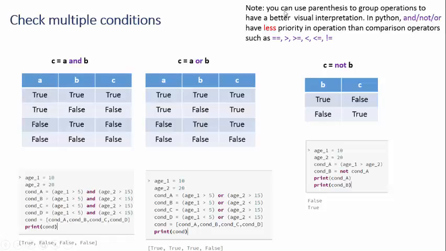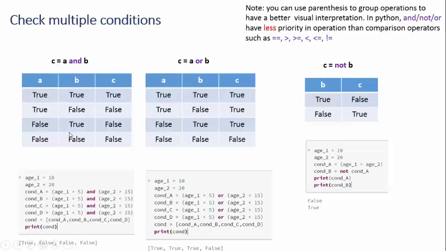So let's suppose we have two conditions here, A and B. Both are going to be Boolean values. Either can be true or false, and the other one can be true or false. And then there are two different ways to combine those two conditions. One is using AND, the other one is using OR. And AND and OR have different behaviors.